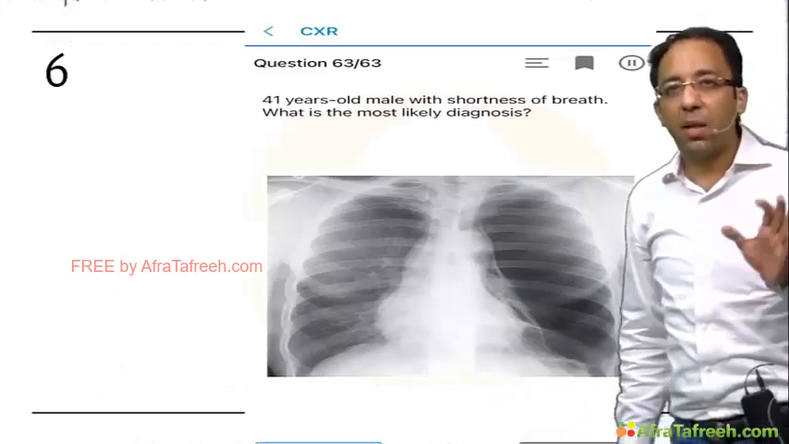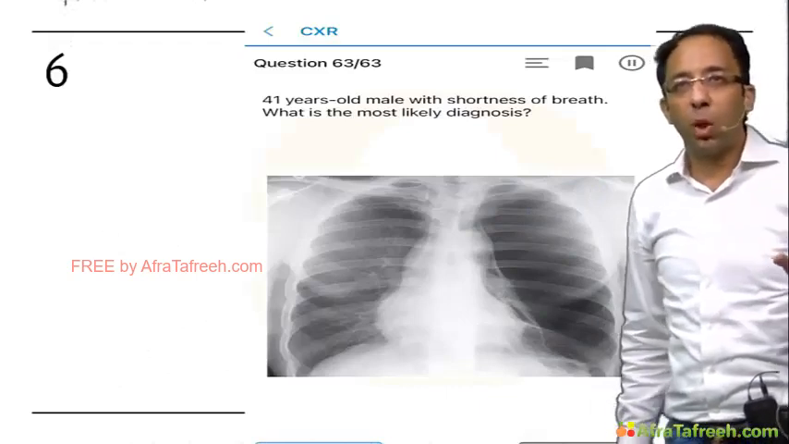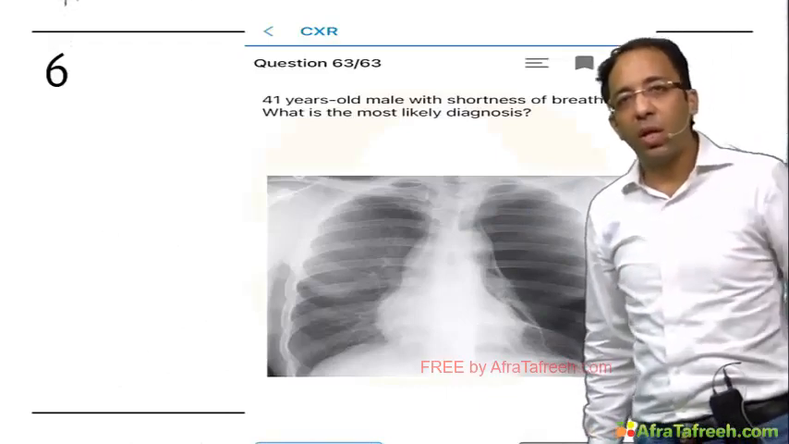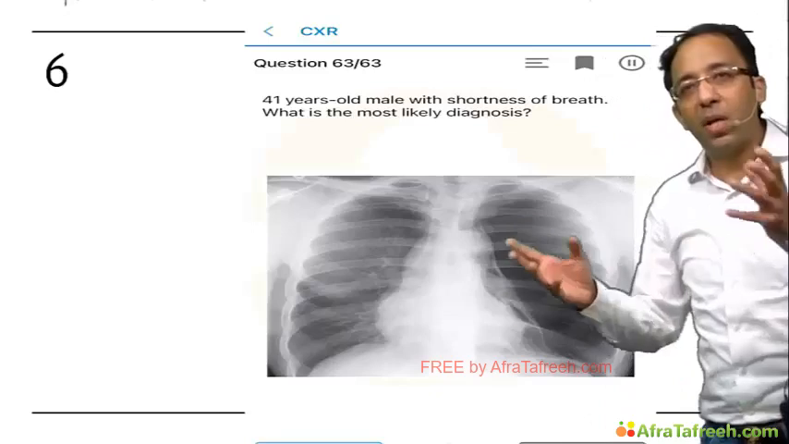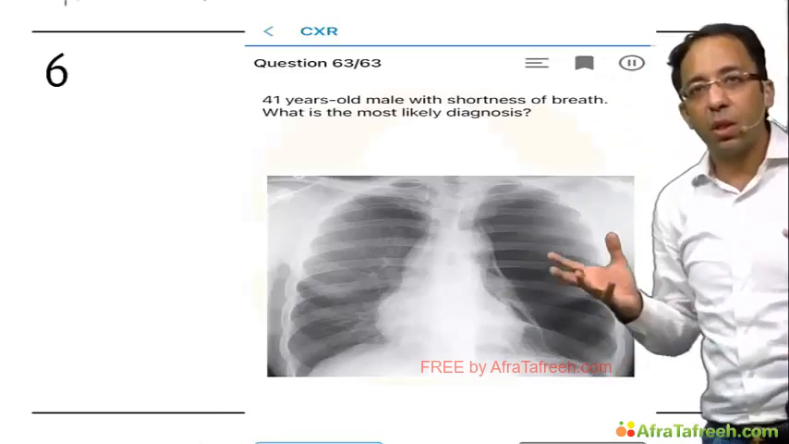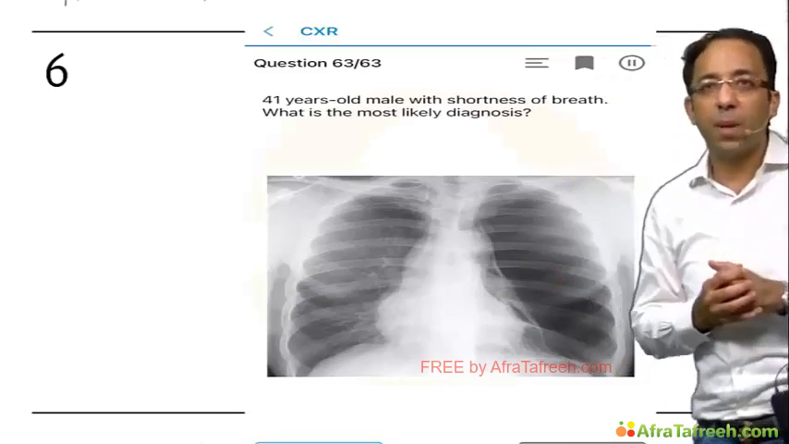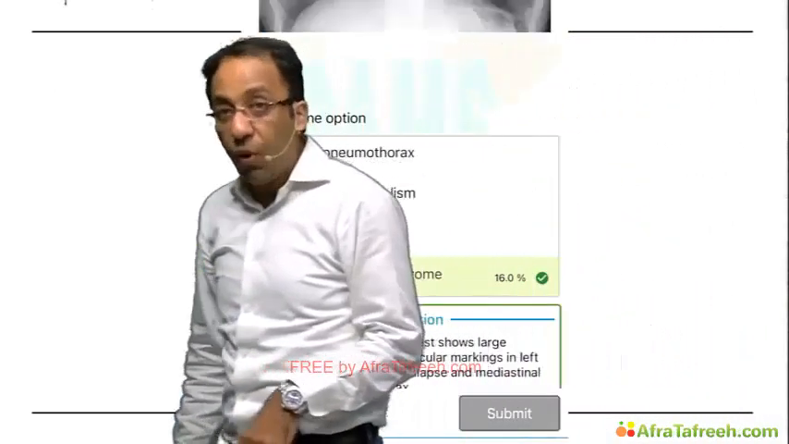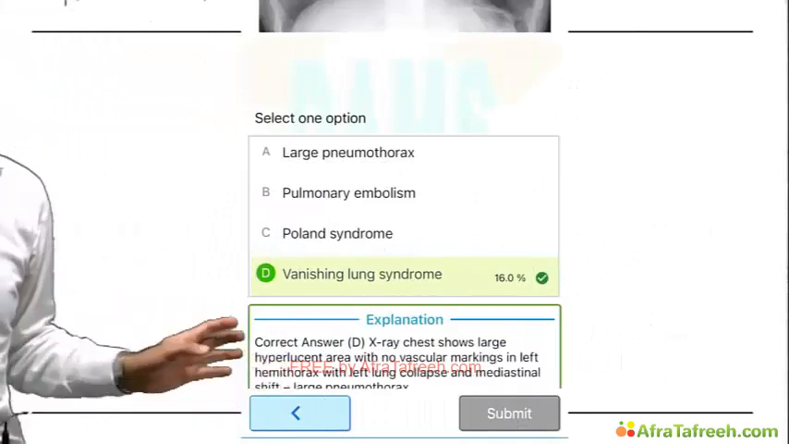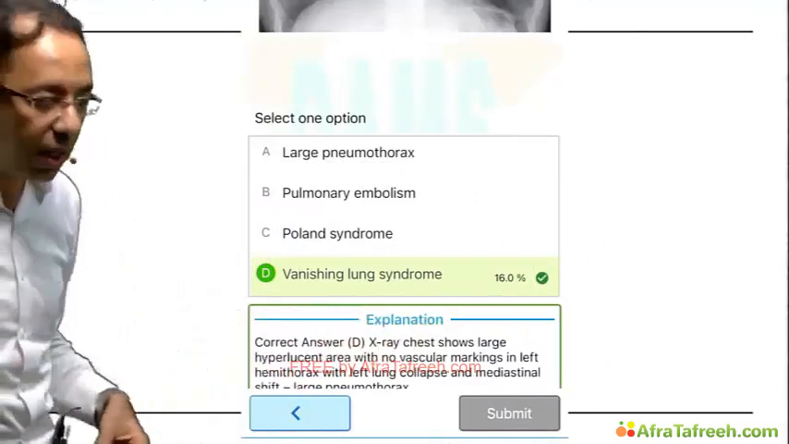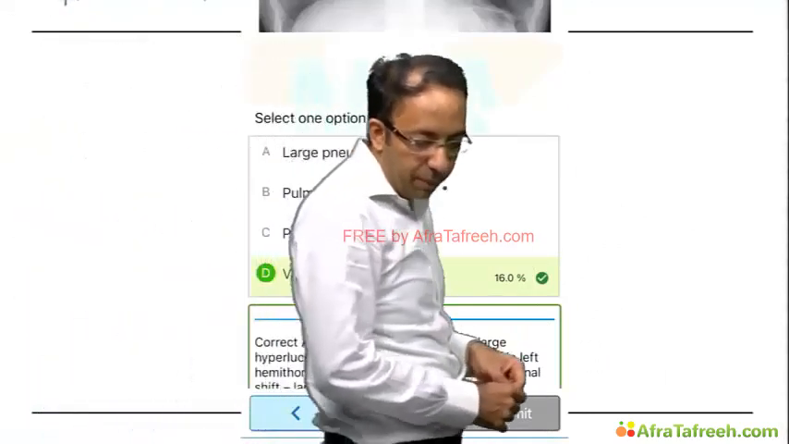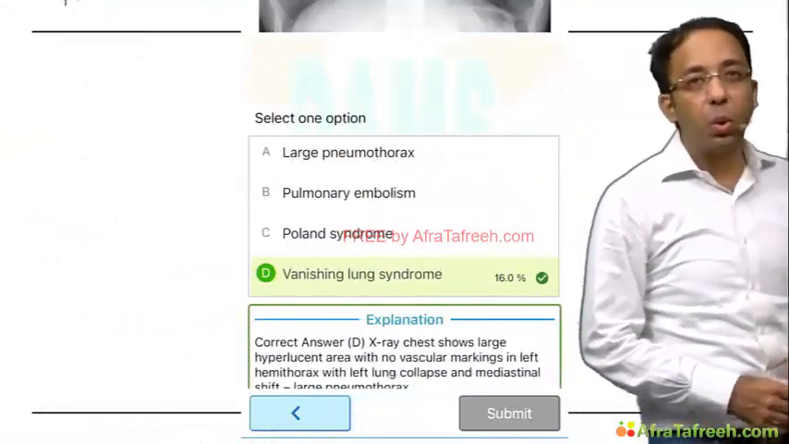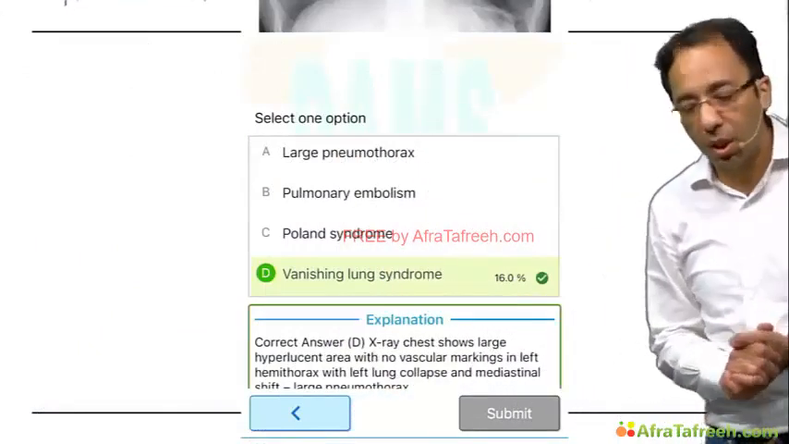This is the exact image, and that is the beauty. It is only there in your PPE kit and DQB. It is not there in any other bank because students are making the questions. They are not seeing what has been asked in the past and what is important. This is an X-ray showing you vanishing lung syndrome, and look at the percentage of people who got it right in the question bank. 16%. So I told you this is the toughest question on chest radiology in the DQB.